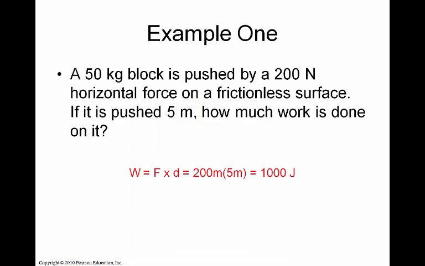Here's an example. A 50-kilogram block is pushed by a 200 Newton horizontal force on a frictionless surface. If it is pushed 5 meters, how much work is done? The formula in this case will be F times D. So we'll take our 200 newtons and multiply it by our 5 meters, which will give us 1,000 joules.